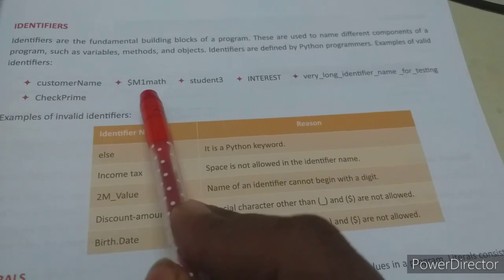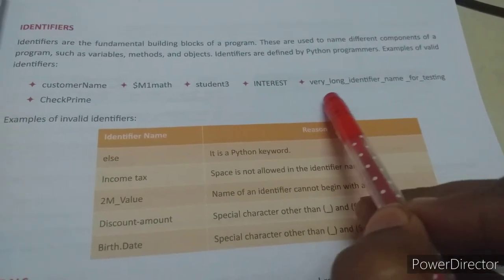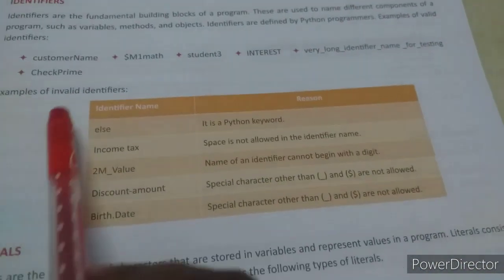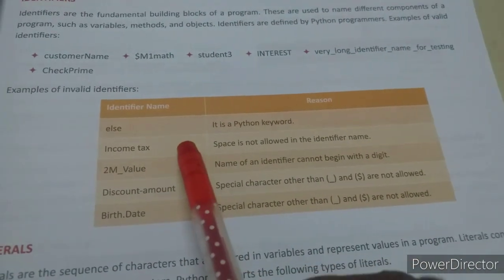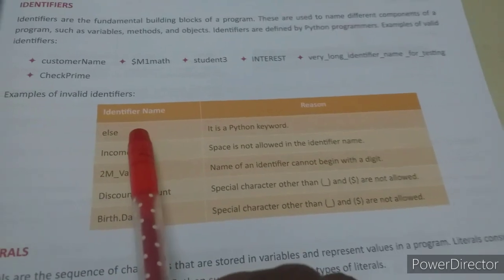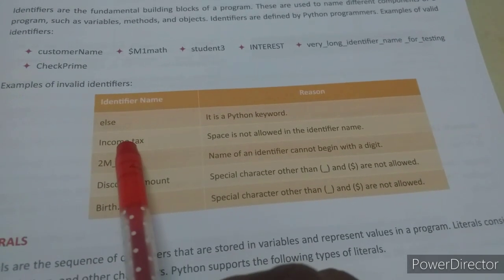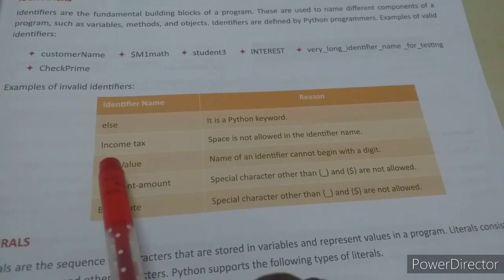Customer name, $M1 math, student 3 interest, very long identifier name for testing. Check prime. Example of invalid identifiers. Let's see what we should not do else. This is a keyword, that's why it is not valid. Income tax. Here space is provided. In space it won't accept the space.